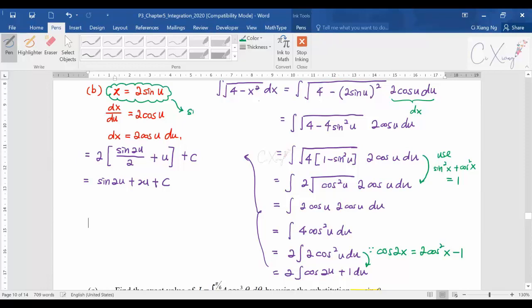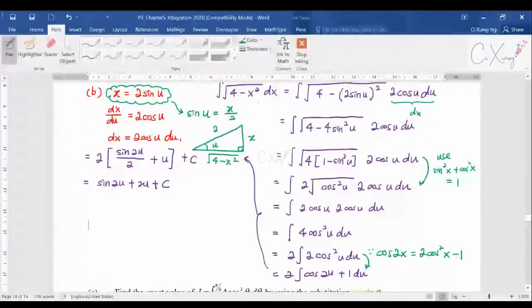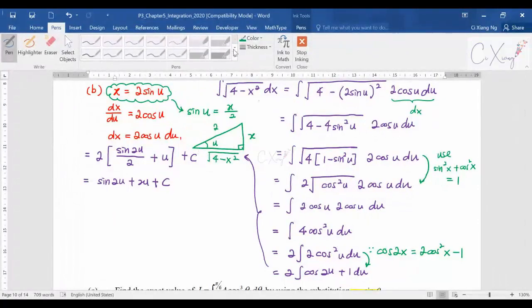If I rephrase this equation, you will see that sine u is equal to x over 2. So from here, I want to draw a right angle triangle with the angle u. Since sine u is x over 2, the opposite is x and the hypotenuse is 2. Therefore, the adjacent will be the square root of 2 squared, which is 4, minus x squared. Then from here, you can use the information in this triangle and substitute back to get the correct answer in terms of x.